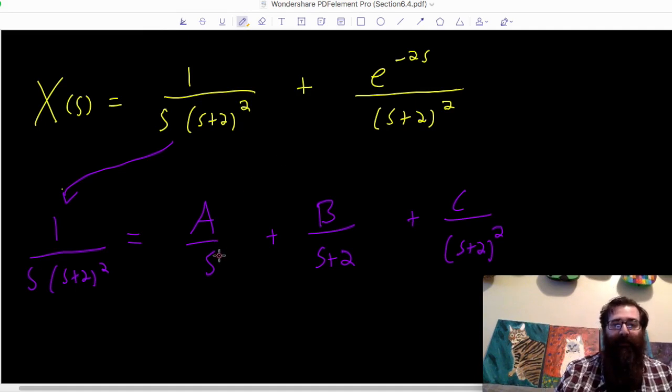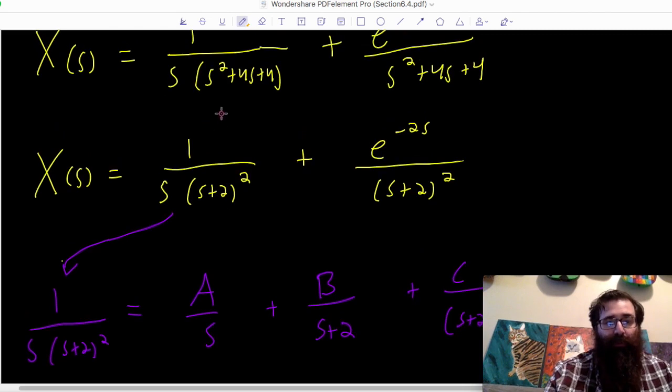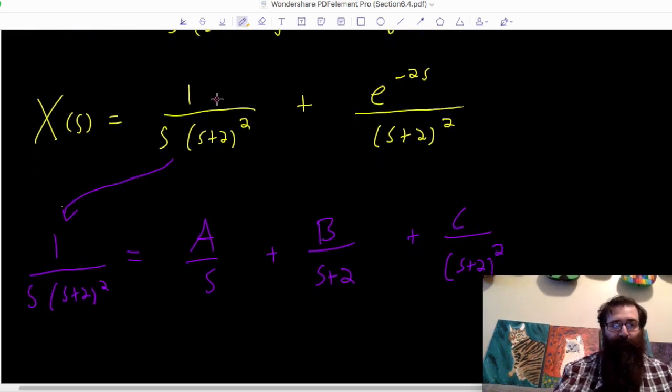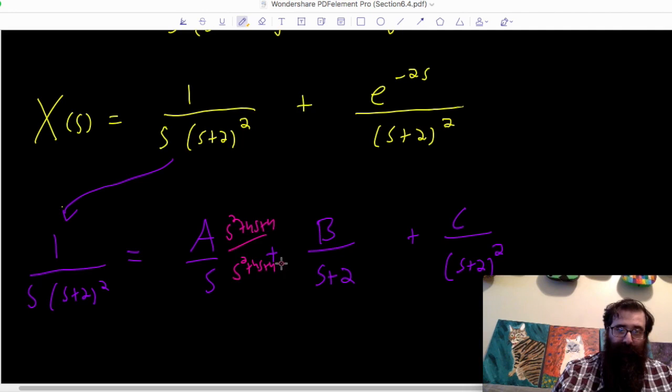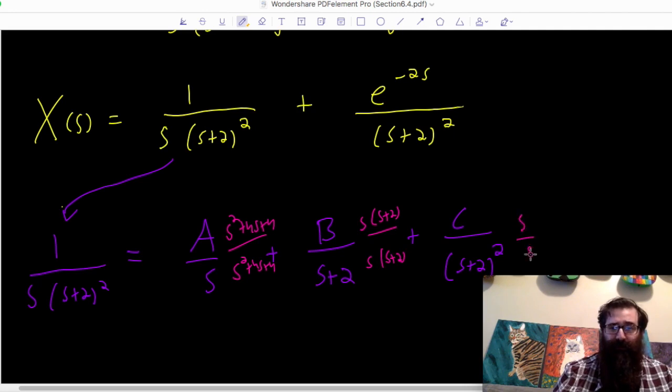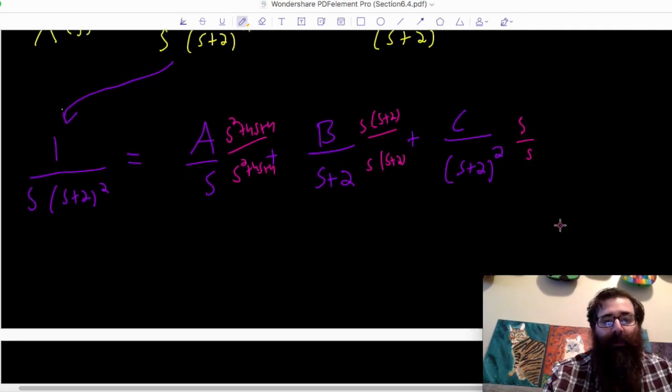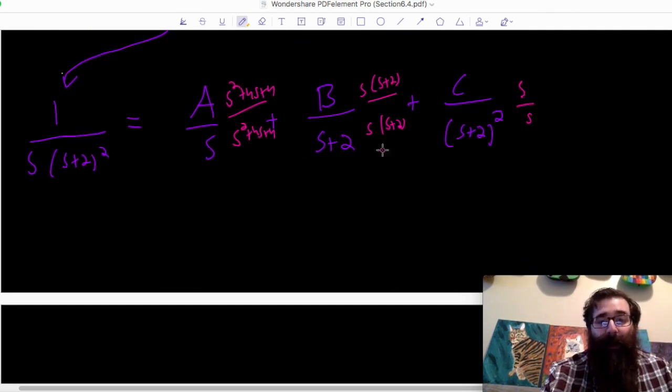So what am I missing for this denominator, A over S? I'm missing that S plus 2 squared, which we said was really S squared plus 4S plus 4. So I've got to multiply this by S squared plus 4S plus 4 over S squared plus 4S plus 4. B over S plus 2, that's missing an S and an S plus 2. And C over S plus 2 squared, that's just missing the S. And now I have that common denominator.